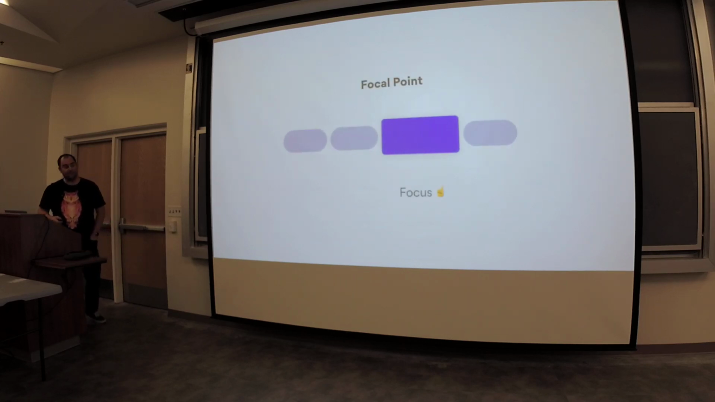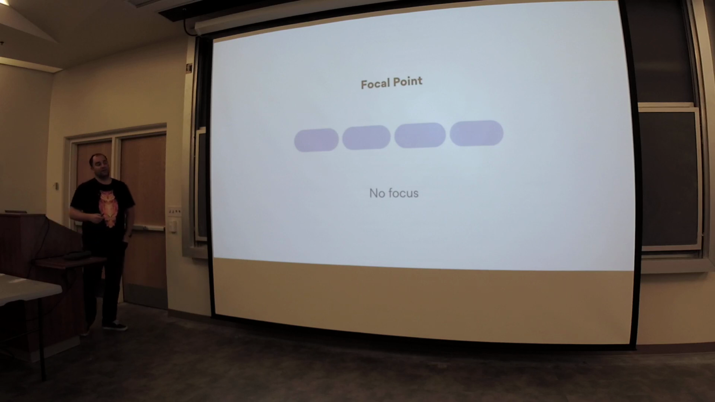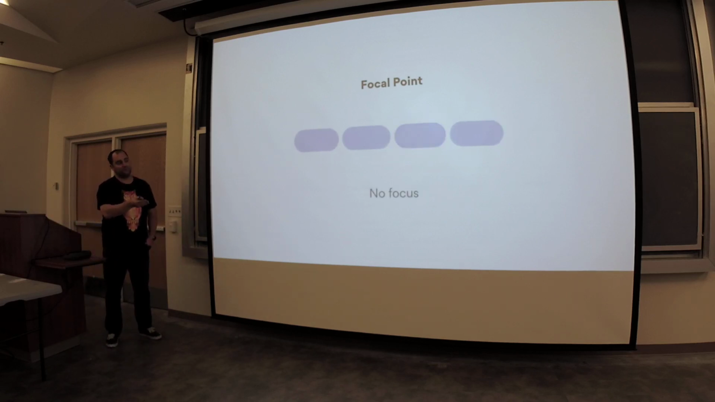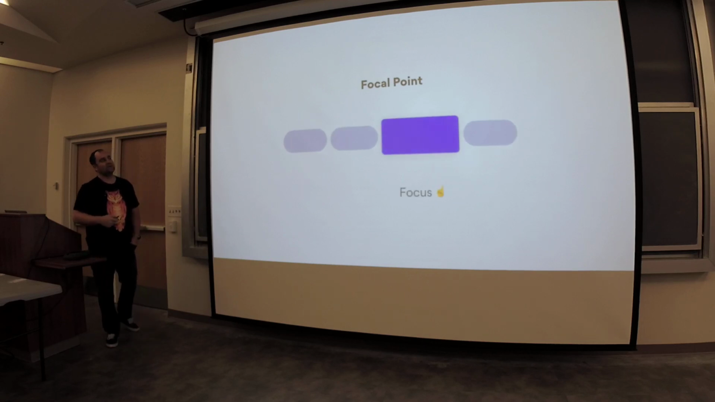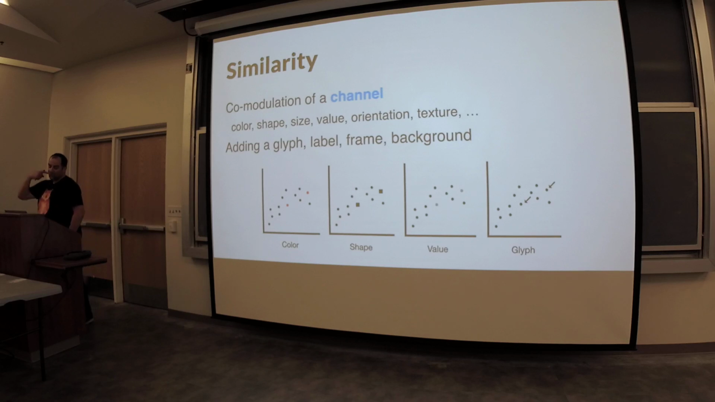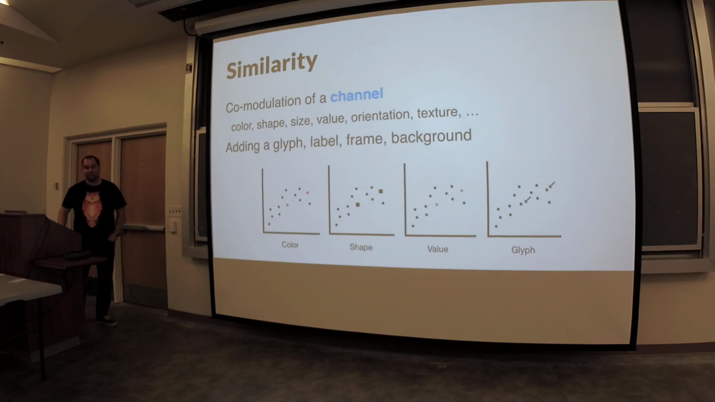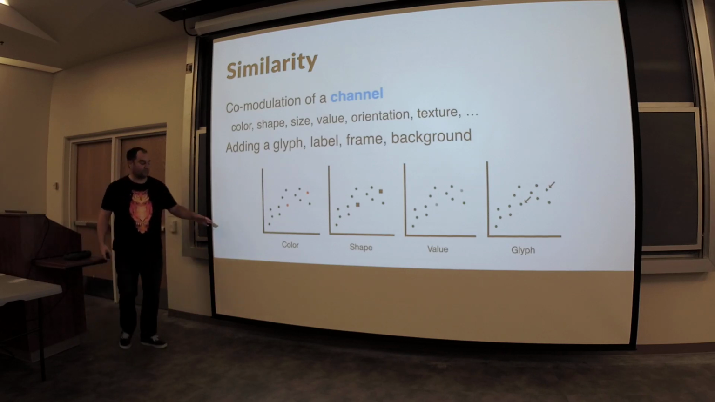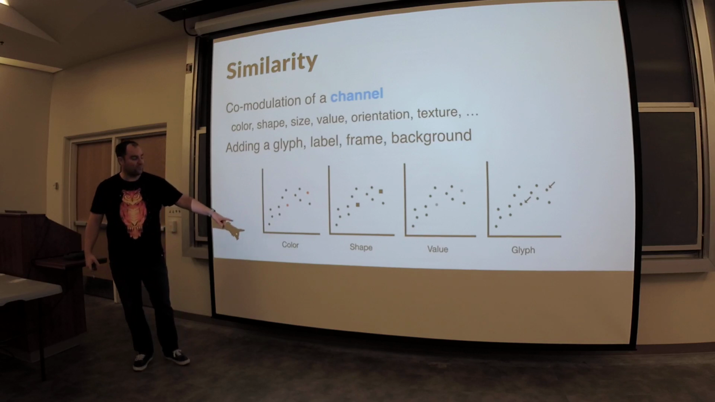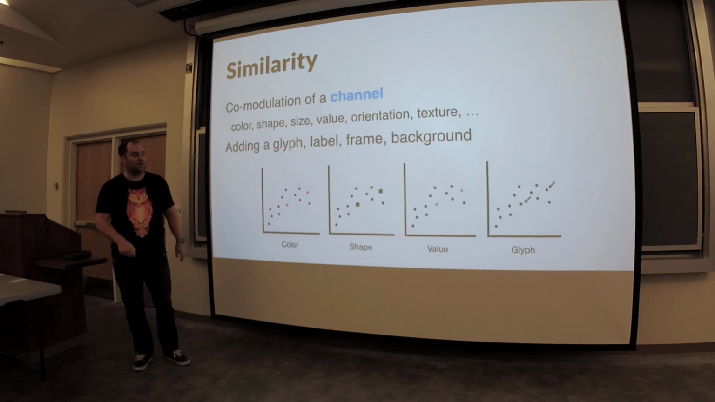Here's another example of dissimilarity, like how an item is dissimilar, and therefore we focus our attention on it. For example, we can co-modulate color, shape, size, value, orientation, or texture. So here are 4 different examples. Here I have co-modulated color to say those 2 items belong in a group. Here I have co-modulated shape, color value, and in this case, I have actually added a glyph to it.